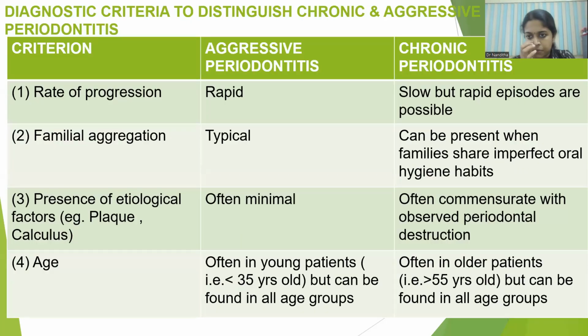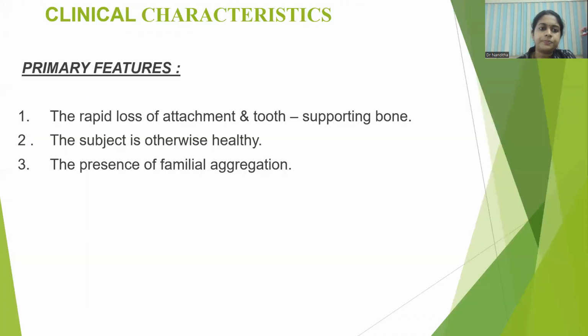So how to distinguish between aggressive and chronic periodontitis? Aggressive has a rapid progression, as we have told. Chronic has a slow rate of disease progression. Familial aggregation is very typical in aggressive, and chronic may or may not have familial aggregation. Presence of local factors is very minimal but the destruction is maximum, whereas for chronic, the amount of tissue destruction is commensurate with the amount of local factors. Coming to the age, as we have told, aggressive affects those less than 35 years of age, but chronic periodontitis is seen in those more than 35, that is, elderly individuals.